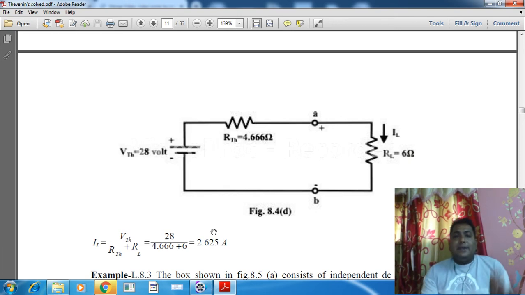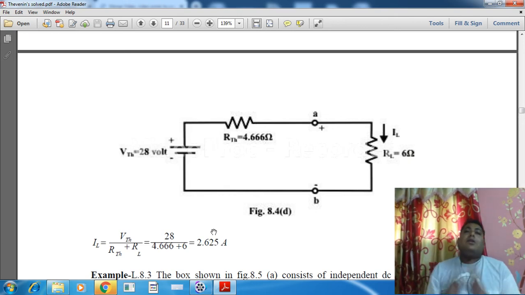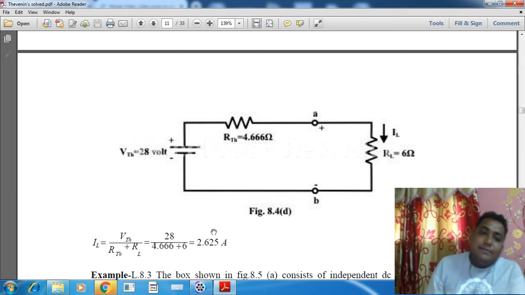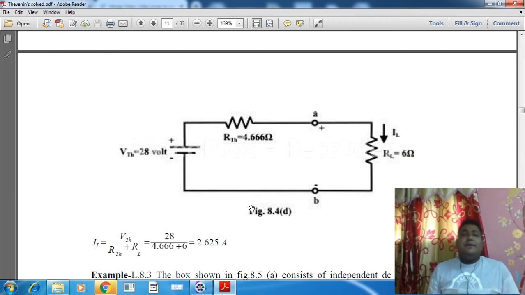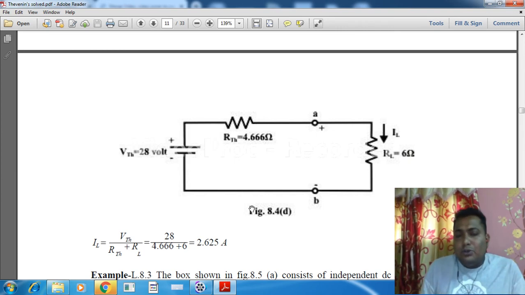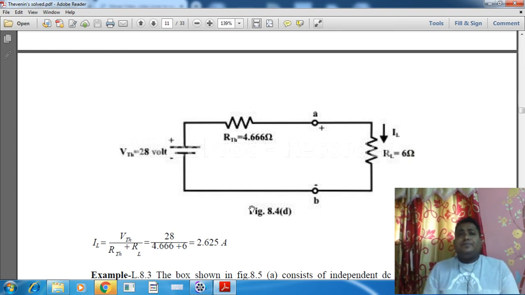In the same way, this VTH, this RTH and RL are all connected in series, and we find out the IL. So like this way in each and every problem. So the points to remember to solve Thevenin's theorem and maximum power transfer theorem are these.